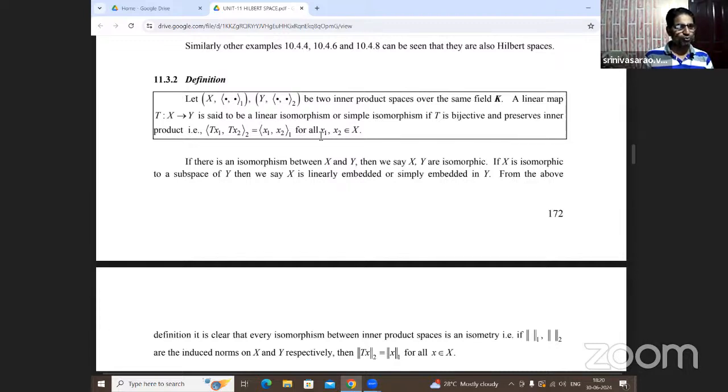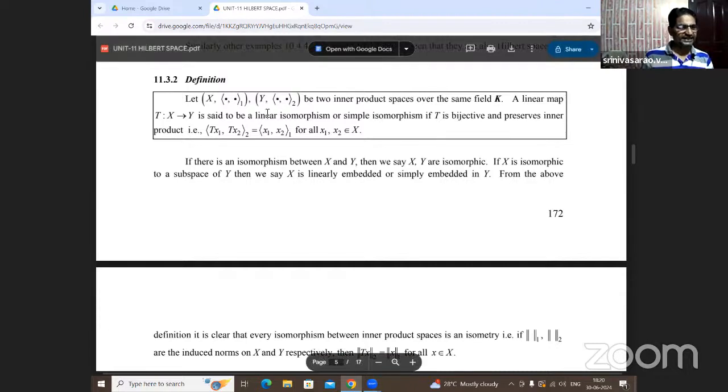So x1 and x2 both belong to the capital X. Capital X means the first inner product space, and the second inner product space is capital Y. So the mapping in between is also well defined. So X and Y both are inner product spaces.